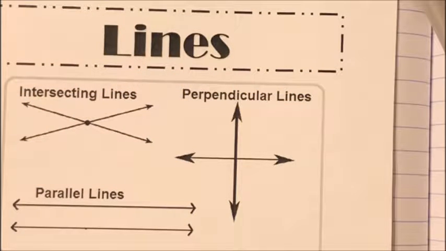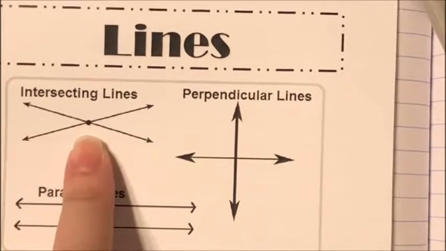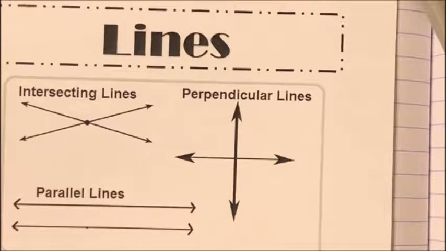This is Chapter 5, Lesson 1, Lines. So I just wanted to go over the three different types of lines that you'll see. You're going to see intersecting lines, so they intersect at one point. Remember, a line is straight, okay?